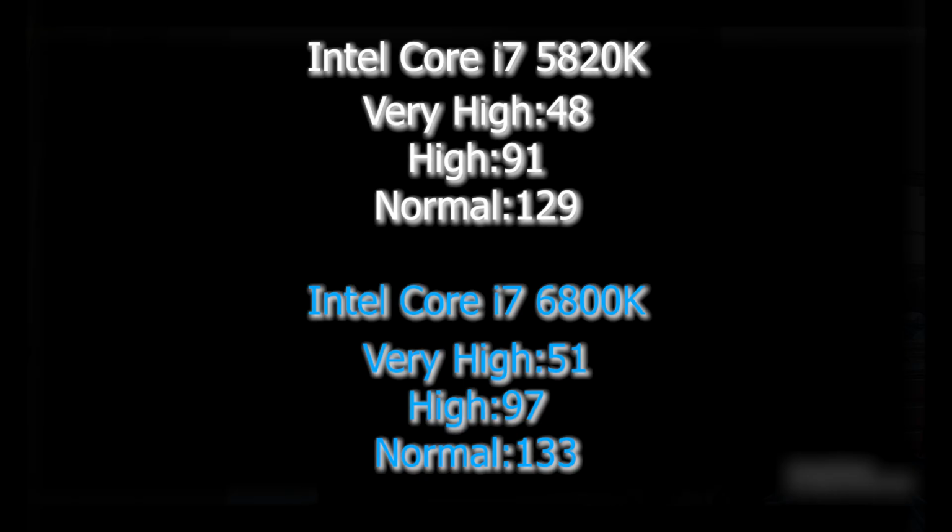Now, it's a very close comparison between the two architectures. The 5820K is running the Haswell-E architecture, and the 6800K is running the Broadwell-E architecture. So the Broadwell is essentially a little bit more refined Haswell microarchitecture. Overall, when you're running at high and normal, it's a smooth experience, and you're a little bit more bottlenecked by the GPU than the CPU more than anything else.